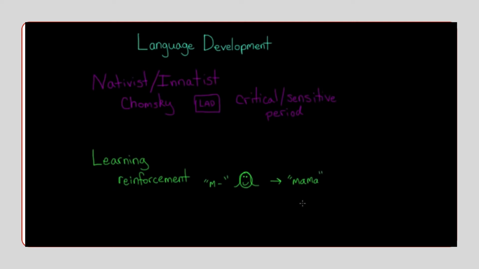So this makes sense. But a strict learning theory doesn't explain how children are able to produce words they've never heard before or produce unique sentences.